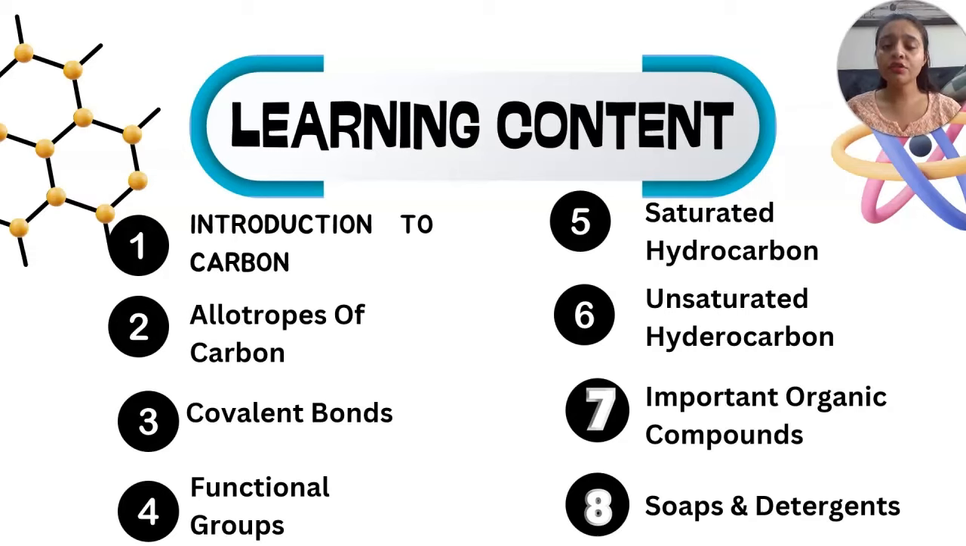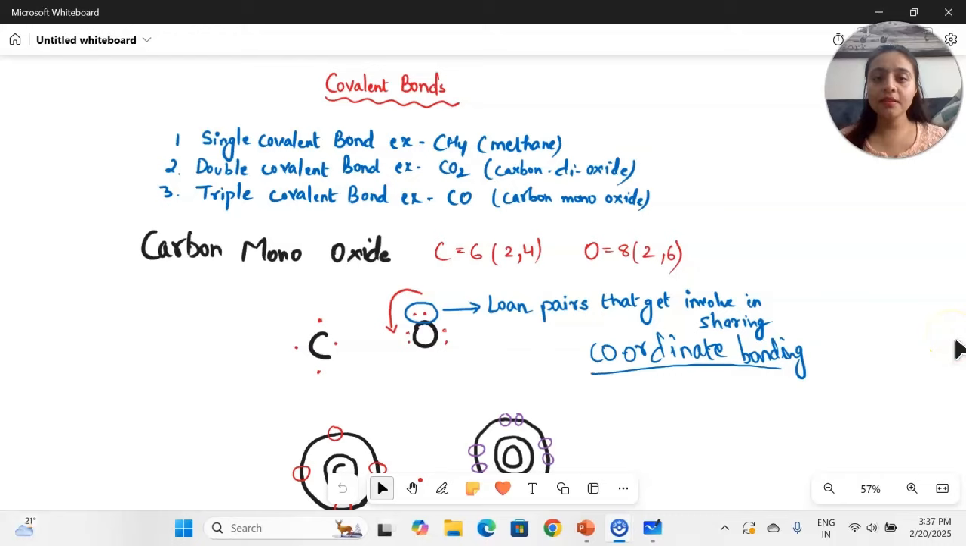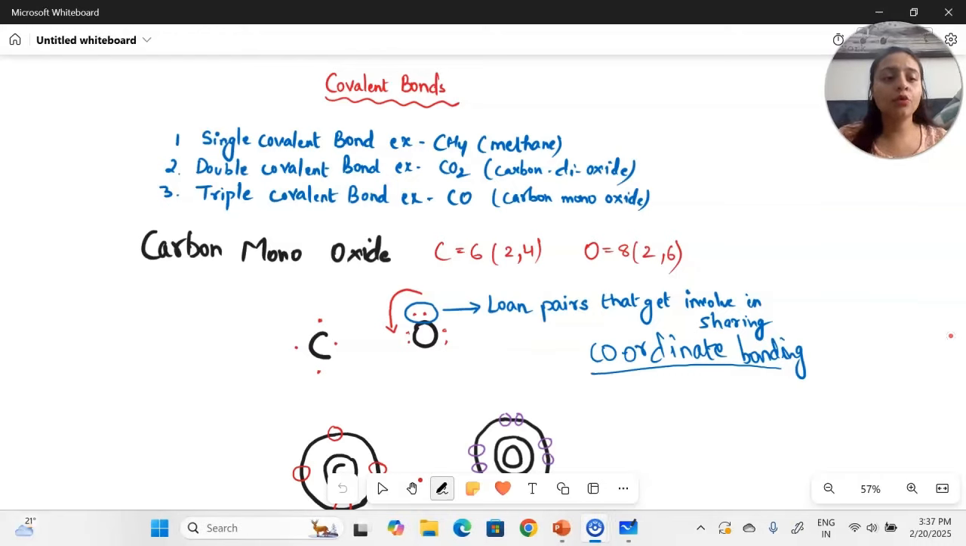Then we have also studied about the covalent bonds. As in the previous video, we have taken certain examples of covalent bonds. So this is going to be one example that is a bit different from the other examples we have taken in part 1. We will take here the example of carbon monoxide.